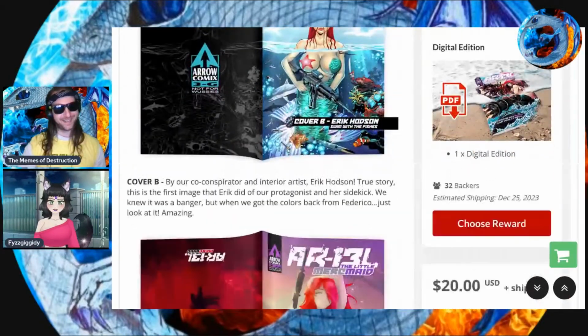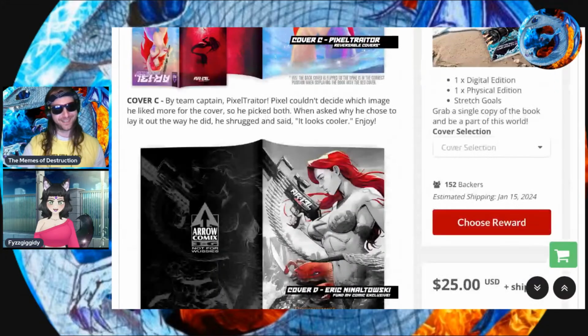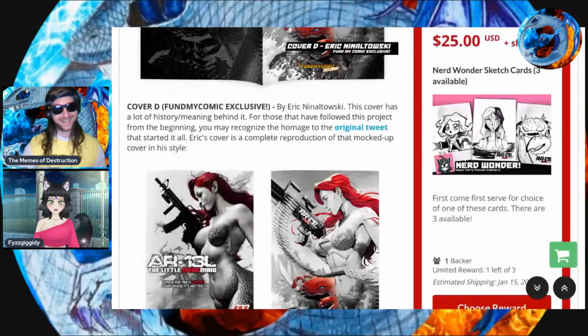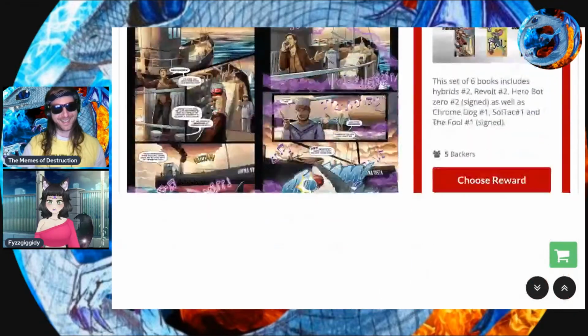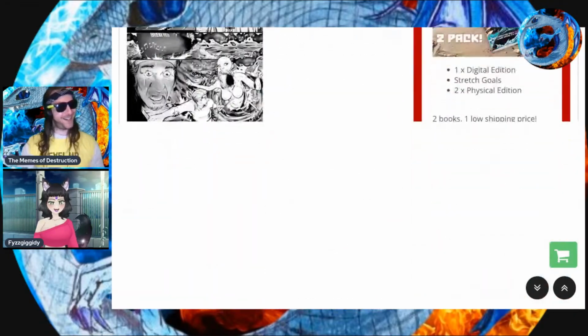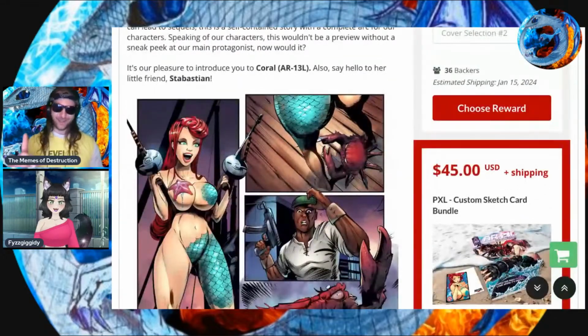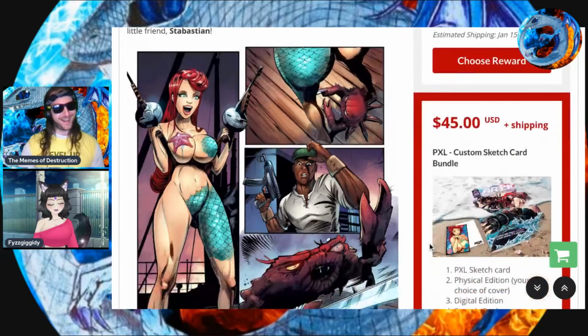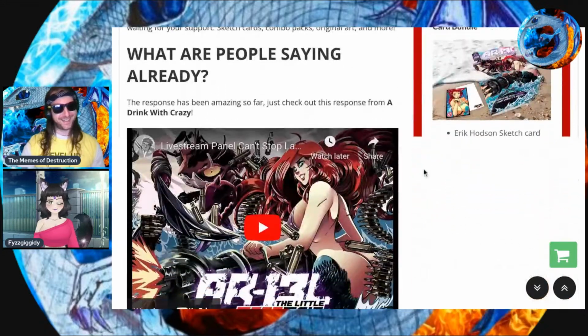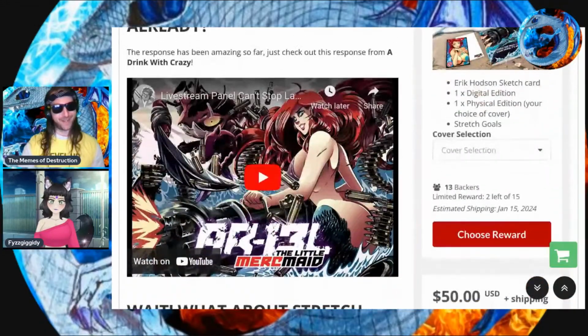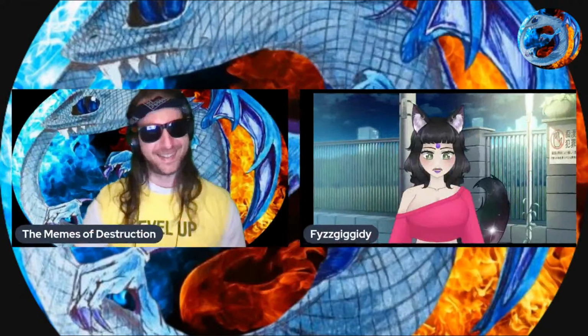I wasn't fast enough to get the boss mode. I was a little sad about that. Being a mini boss in the comic went so fast. Well, it's such a great idea. I'm just like, wait, would you like to be in the comic? You could be one of the bosses, AR13L, our little mermaid type there, a little mermaid, so to speak. Yeah, I think that's pretty freaking sweet.